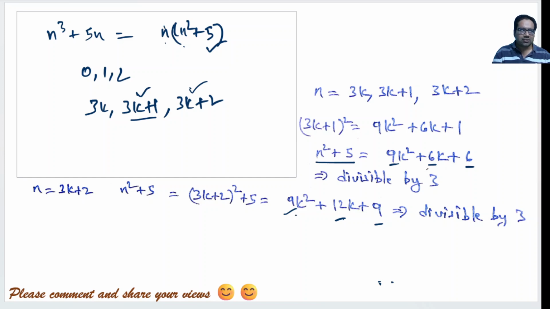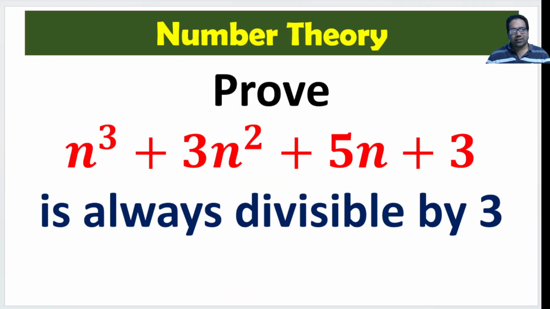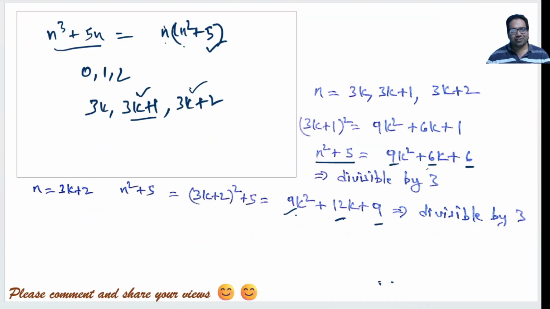So that means though n is not a multiple of 3, n square plus 5 is actually a multiple of 3, which means n cube plus 5n is a multiple of 3 even when n is like 3k or 3k plus 1 or 3k plus 2. Whatever the number, this is always a multiple of 3. What does that mean? n cube plus 5n is always a multiple of 3. 3n square plus 3 is anyway a multiple of 3. So the total number is always divisible by 3. These are the three proofs that we have given to prove this. Right guys? Thank you.